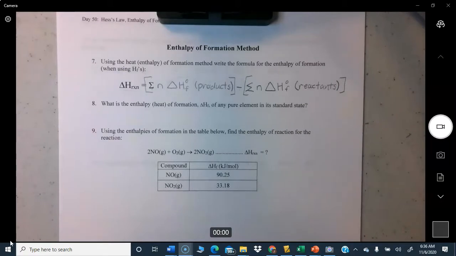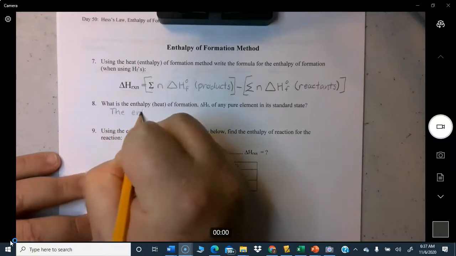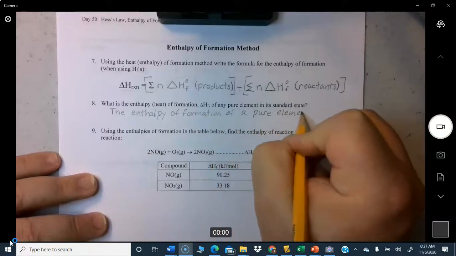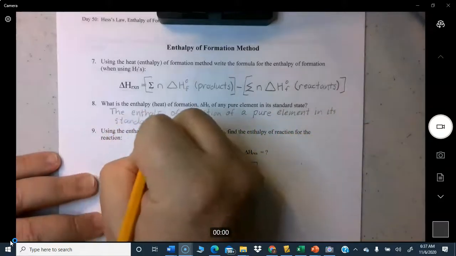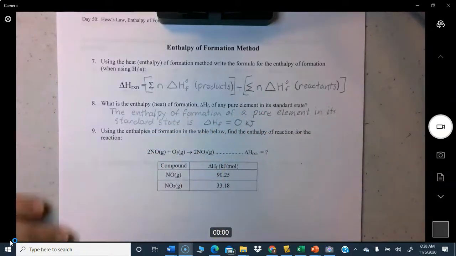Now, what is the enthalpy of formation of any pure element in its standard state? I do want to refer you back to the notes on this. You should be reading the notes on this. It does give sample problems and it answers questions like that. I'm going to go ahead and answer this question though, okay? So what is the enthalpy heat of formation? Okay, so complete sentence answer. It's 0.